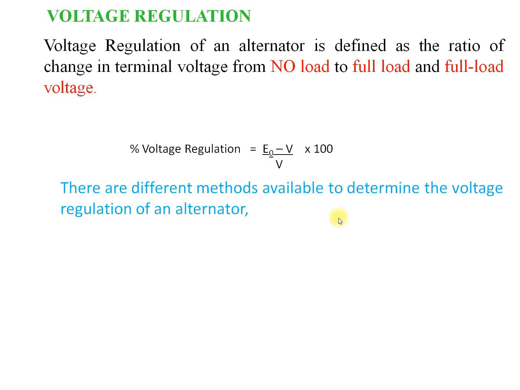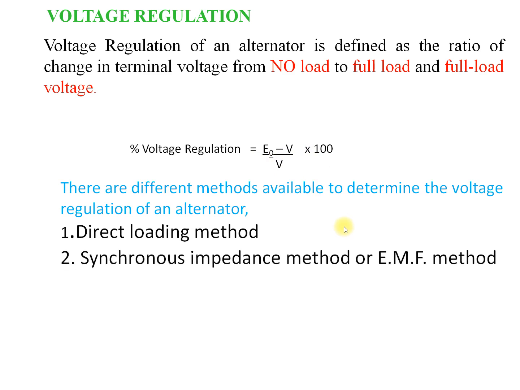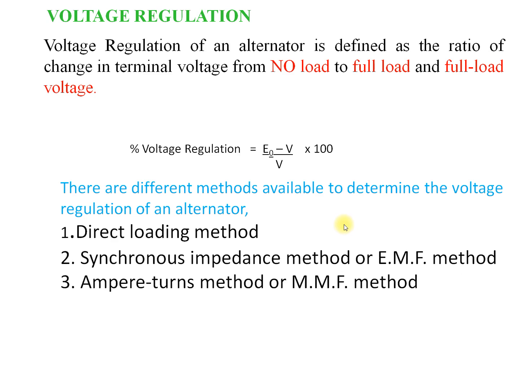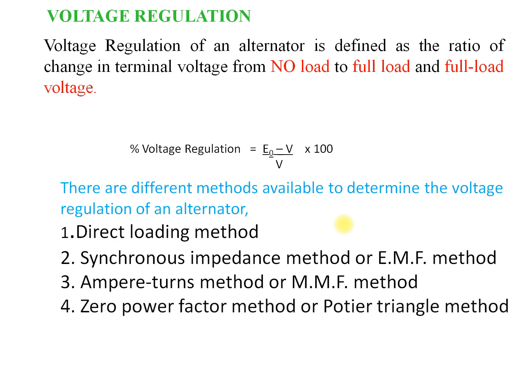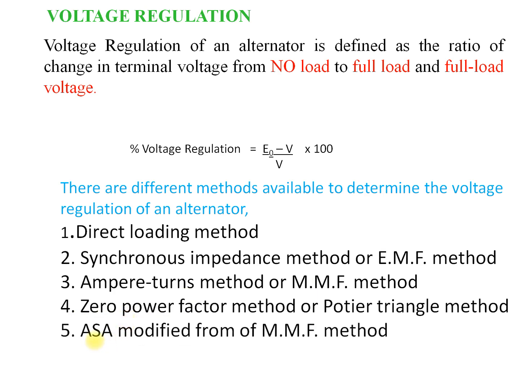There are different methods available to determine the voltage regulation of an alternator. The first one is the direct loading method. The second one is the synchronous impedance method or EMF method, that is the electromotive force method. The third one is the MMF method, the ampere turns method. The fourth one is the Potier triangle method, also called the zero power factor method. And the fifth one is the ASA method, that is the American Standard Association modified form of the MMF method. The MMF method is somewhat modified in order to get the correct regulation.